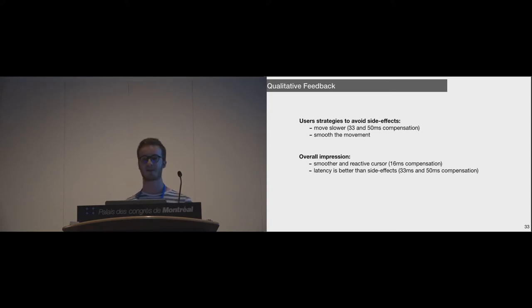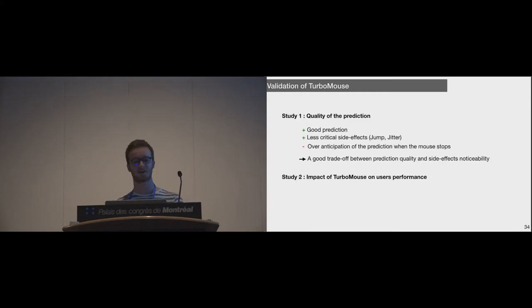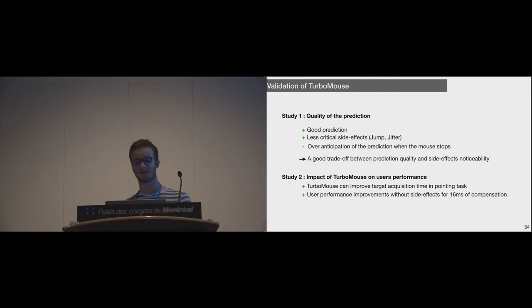and smoother. Finally, 5 participants reported that they preferred having a higher amount of latency rather than having less delay but more side effects. To sum up the second study, Turbo Mouse can improve target acquisition time in pointing tasks. Most importantly, we observed user performance improvement without side effects for 16 milliseconds of compensation. And we also observed user performance improvements for 33 milliseconds and 50 milliseconds of compensation, but with side effects.